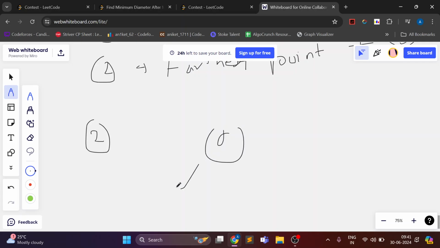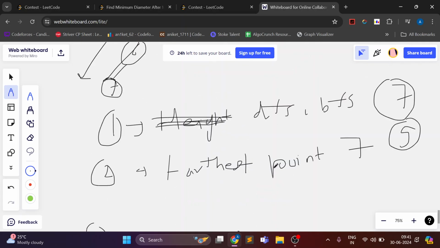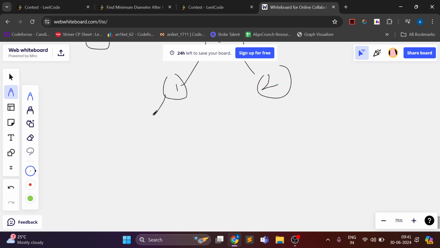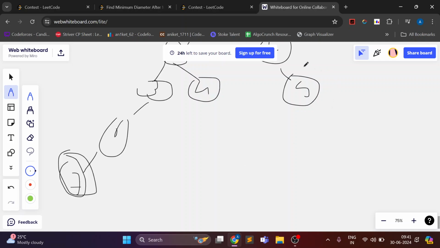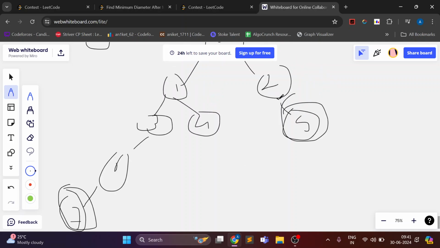So 0, 1, 2, 5, 6, and 7. Now 7 and 5 are the two farthest points, which are forming the diameter. They can also be different, meaning there can be multiple pairs of these farthest points, but considering only one is enough.